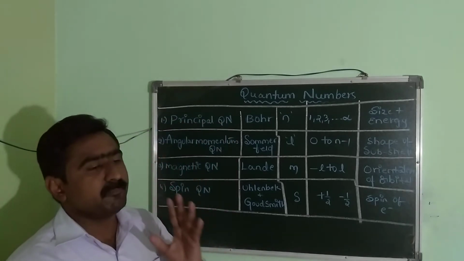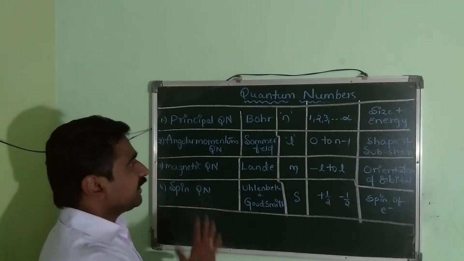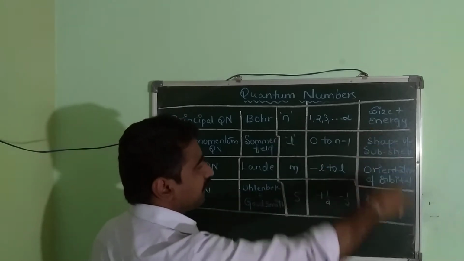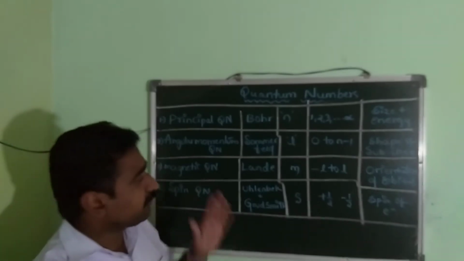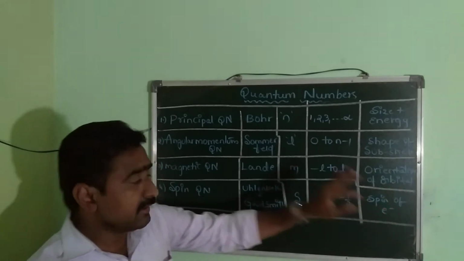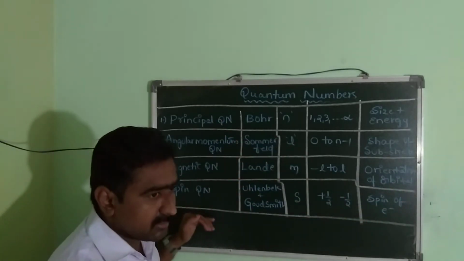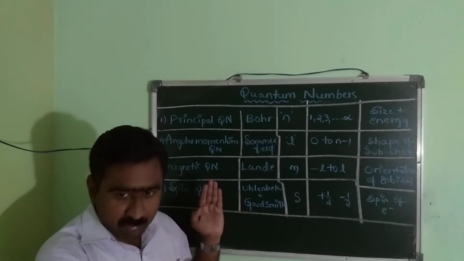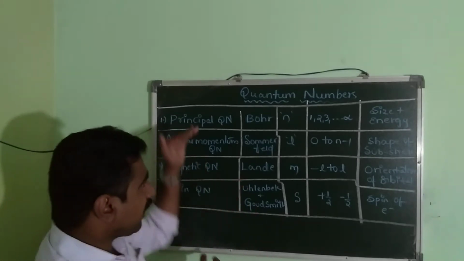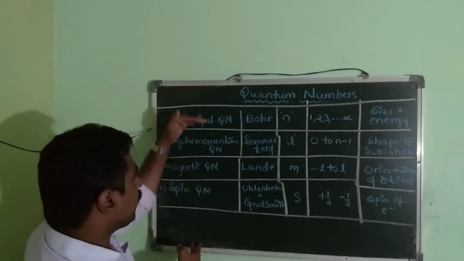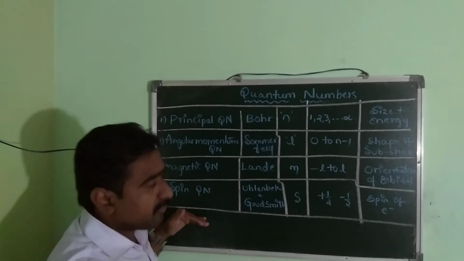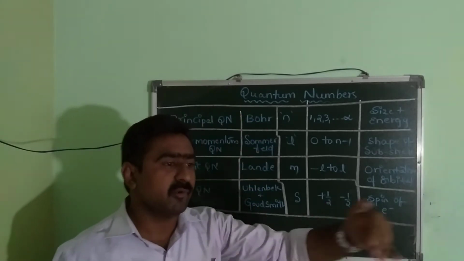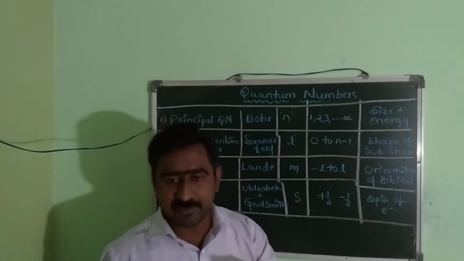First of all, the four important quantum numbers are, if you observe, different columns visible here: first column, second column, third column, fourth and fifth. So totally we can observe five important columns on the board here. The first column represents the name of the quantum number. In the beginning I told you that there are four important quantum numbers. The first column always represents the name of the quantum number, and the second column represents the scientist who developed that quantum number, the scientist who proposed that quantum number.